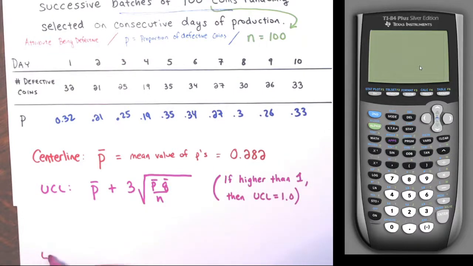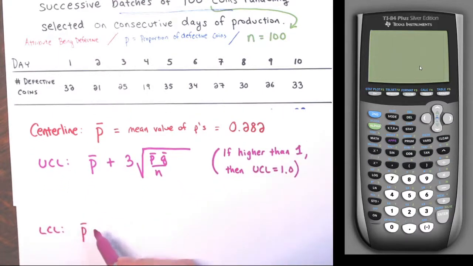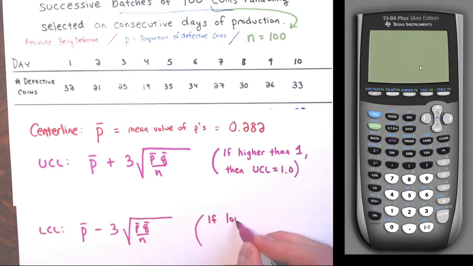And the lower control limit, same thing, but involving 0. I take this p bar and then I subtract 3 times the square root of p bar q bar over n. And same thing here. If this calculation ends up being lower than 0, if it ends up being negative, then you just simply have the lower control limit be 0, because you cannot have a proportion lower than 0. So I hope that's clear. Sorry, I failed to mention that earlier. All right, so let's calculate these.